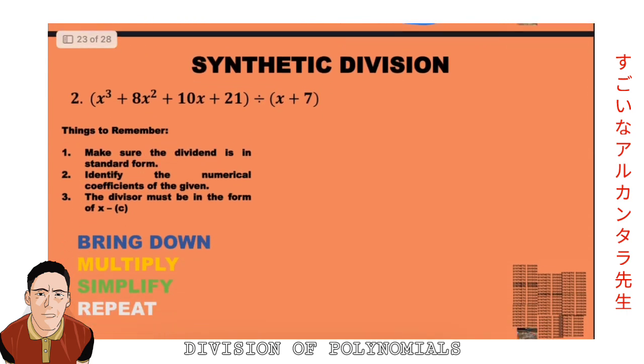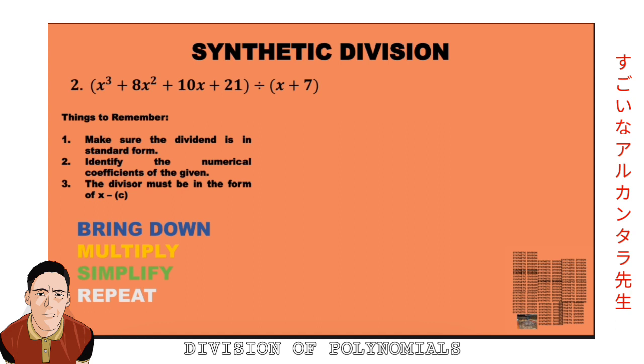Let's try another one. This one is a bit longer. So again, you can simplify it if you don't like what we did earlier. Identify the numerical coefficients here: 1, 8, 10, 21. Okay? So x plus 7 equal to 0. Transpose 7. x is equal to negative 7. Okay? Now we're complete with the details. Negative 7. We have 1. We have 8. We have 10. We have 21. Draw a bar again.